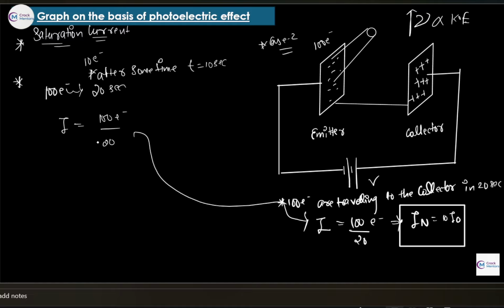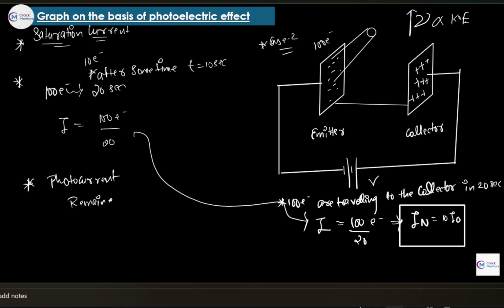The current value does not change after some time. Why? Because 100 electrons are coming in 20 seconds again and again. That's why it is happening. So if the value of the current does not change, then we can say that the photocurrent remains constant.